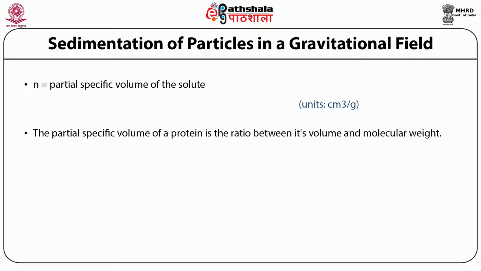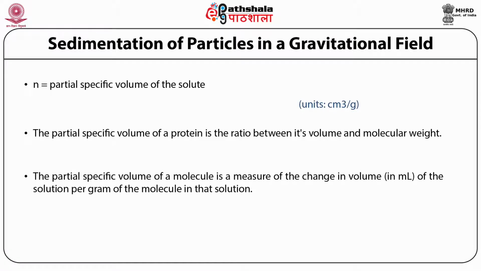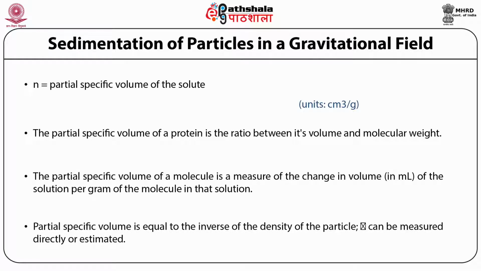So, the partial specific volume of a protein is the ratio between its volume and the molecular weight. The partial specific volume of a molecule is a measure of change in volume of the solution per gram of the molecule in that solution, and the partial specific volume is equal to the inverse of the density of the particle. So, V can be measured directly or estimated. It is a very important parameter that has to be considered during the ultracentrifugation process.